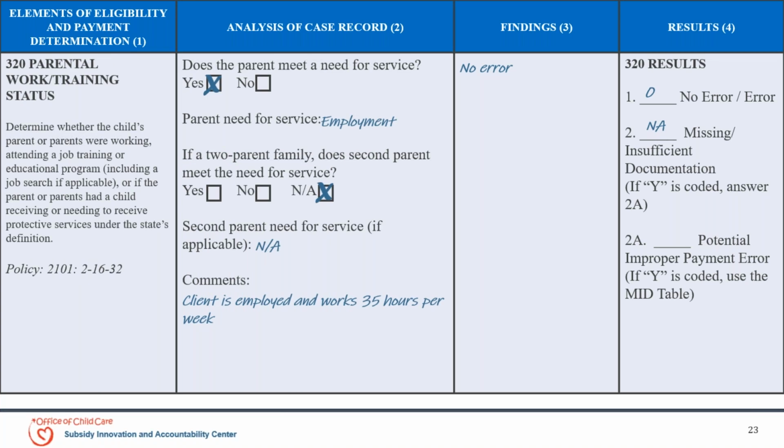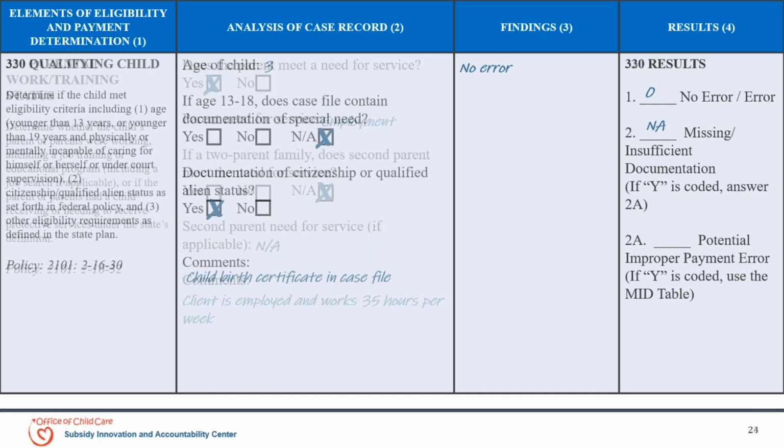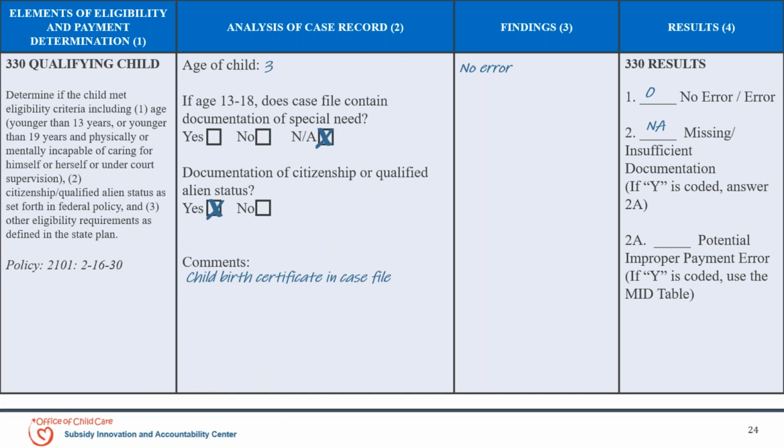In element 320, the parent met the need for service due to employment. 330 is the same as last time as well. The child met the eligibility criteria for age and citizenship, so there's no error.